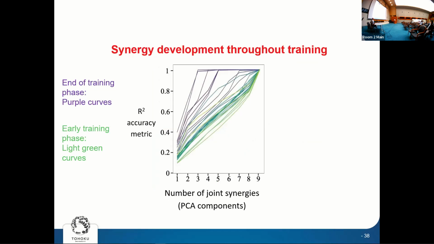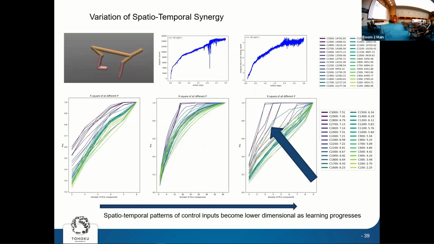So we checked how compact it is. This is the number of PCA components, and as the learning proceeds, we find that we can represent this performance with reduced PCA components. So it means that synergy has emerged.